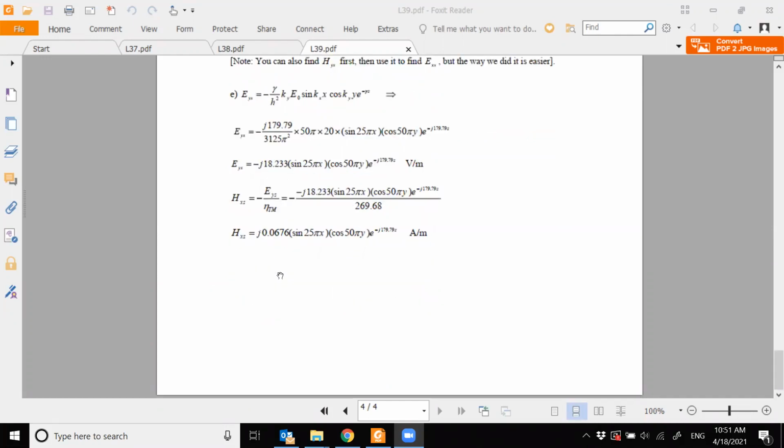So this actually, guys, concludes our rectangular waveguide chapter. In the next class, which is on Tuesday, we will take a quick review of this, and then we will move to the next application.